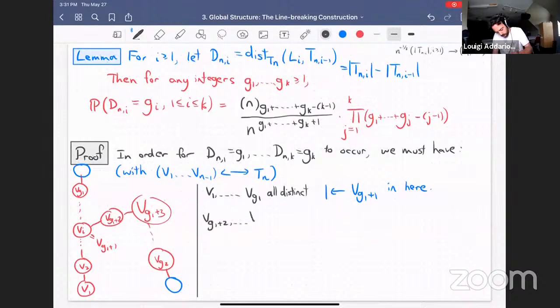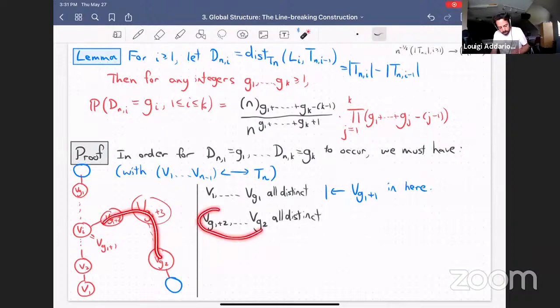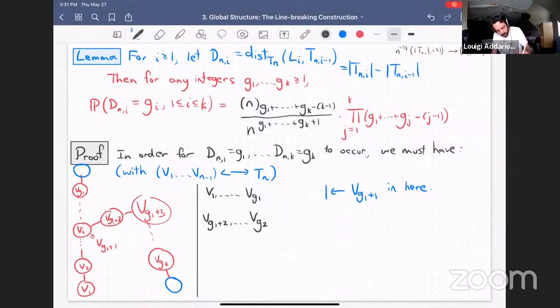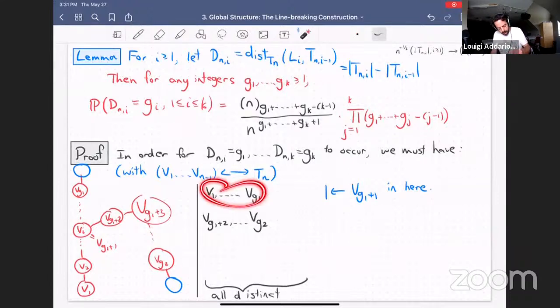plus 2} all the way up to v_{g2} are all distinct, right? And not only do these next values need to be distinct from one another, but also from the previous values we saw along here. Otherwise, we would start a new branch. So really, let me say that all of the values I'm writing over here on the left have to be distinct from one another. So all of these values should be different.